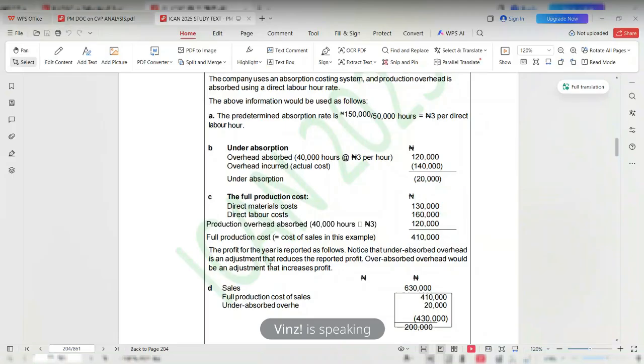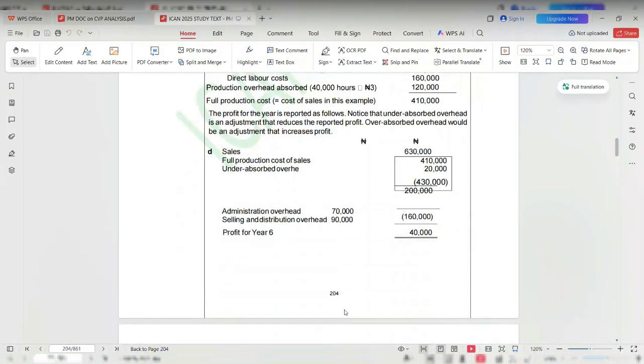Yes. I will send a question on this over and under absorption by God's grace, but I want us to get the logic very well. So please note it. Don't forget how we get our overhead absorption rate: budgeted production overhead over budgeted activity level. And your activity level can be machine hours, labor hours, or number of units produced. Whichever one they give in the question, that is what you are going to apply. Let's see, maybe we can still cover some ground before we call it a day.